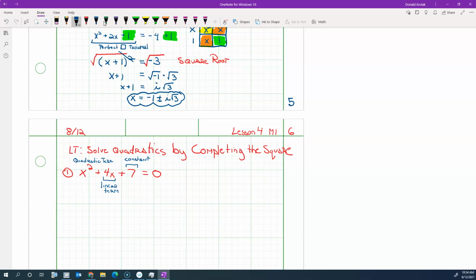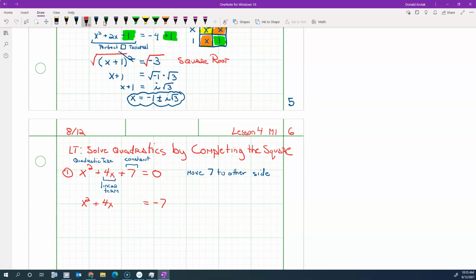All right. So the first thing that we did yesterday was we took the constant and moved it to the other side. So I'm just going to say move 7 to the other side. All right, so now we end up with x squared plus 4x equals -7.